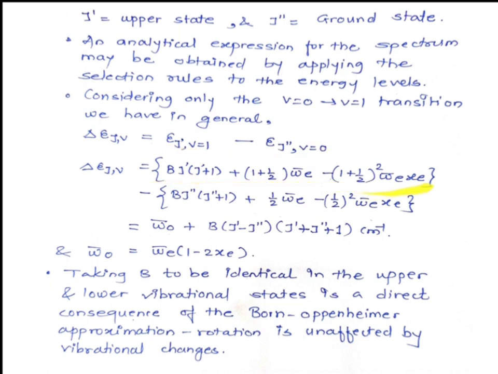Initially you can write the E J V equation for the excited state and then you can write it for the ground state. So I have written this term for the excited state, E J prime V equal to 1, and this is for the ground state. For the excited state, B J prime in brackets J prime plus 1, this is the rotational energy, plus we have to add the vibrational energy.